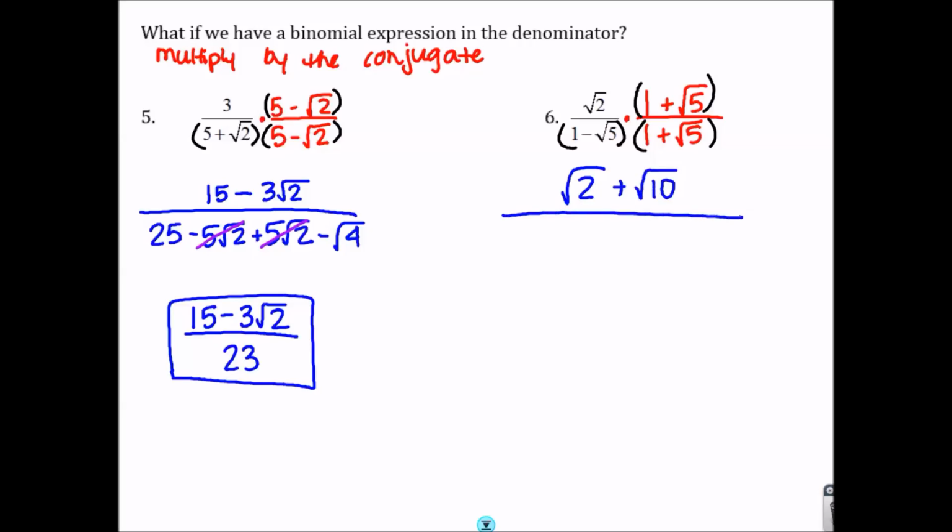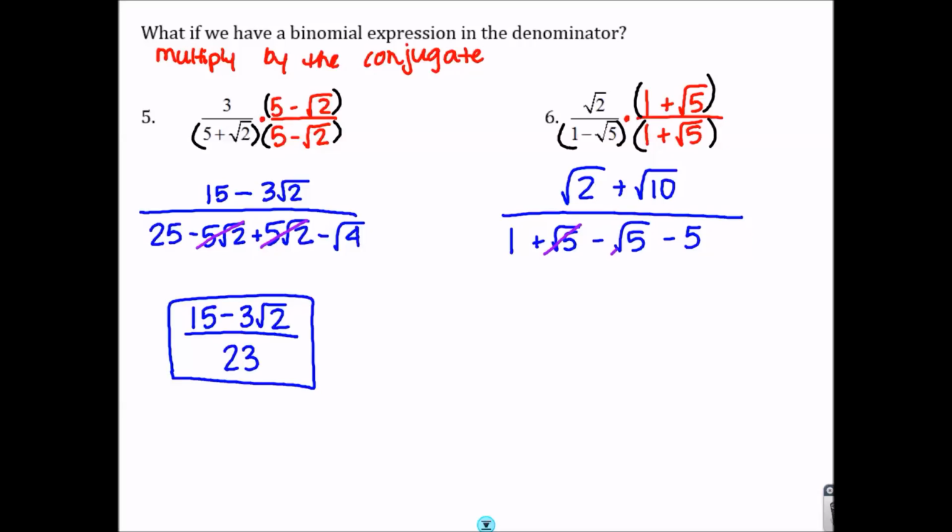And we need to double distribute in the denominator. So you have 1 times 1, which is 1. 1 times square root of 5 is square root of 5. Negative square root of 5 times 1 is negative square root of 5. And negative square root of 5 times positive square root of 5 is negative square root of 25, which is negative 5.